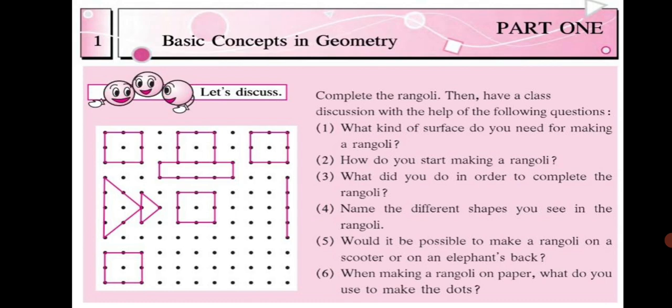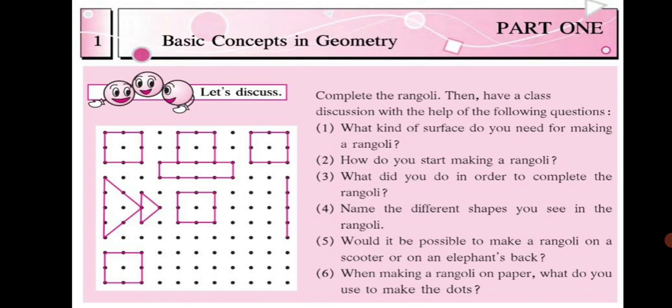Fourth, name the different shapes you see in the Rangoli. So in this Rangoli, I find various shapes such as a square here. Then we have a rectangle, triangle of different shapes. Okay, two different sizes can be seen here.